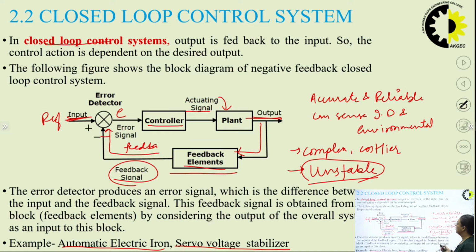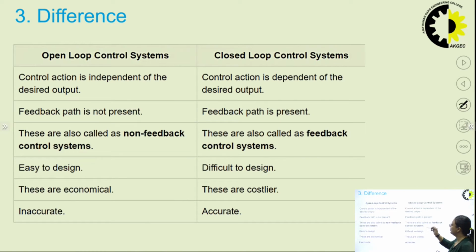Okay, so the comparison is often asked between the open loop and closed loop systems. You can write here: in the open loop, the input is independent of the output, while in the closed loop, the input is dependent upon the output. In the open loop, the feedback path is not present, while because of the feedback element, the feedback signal or feedback path is present in the closed loop. So we can also say that an open loop control system is a non-feedback control system, while the closed loop system is a feedback control system.